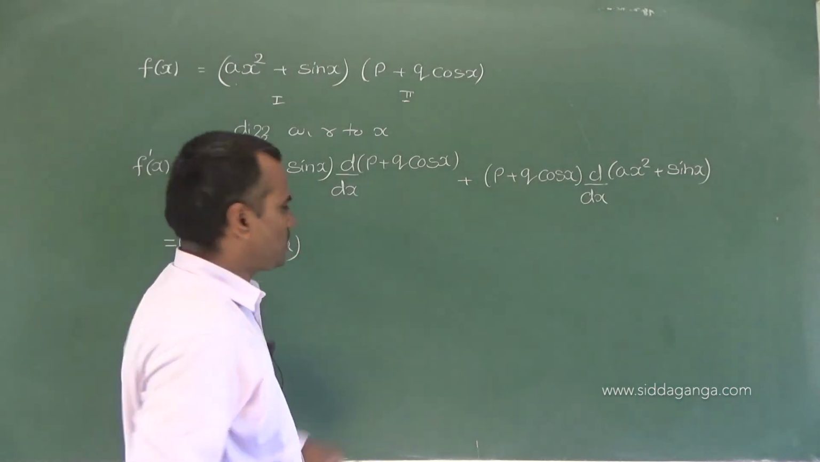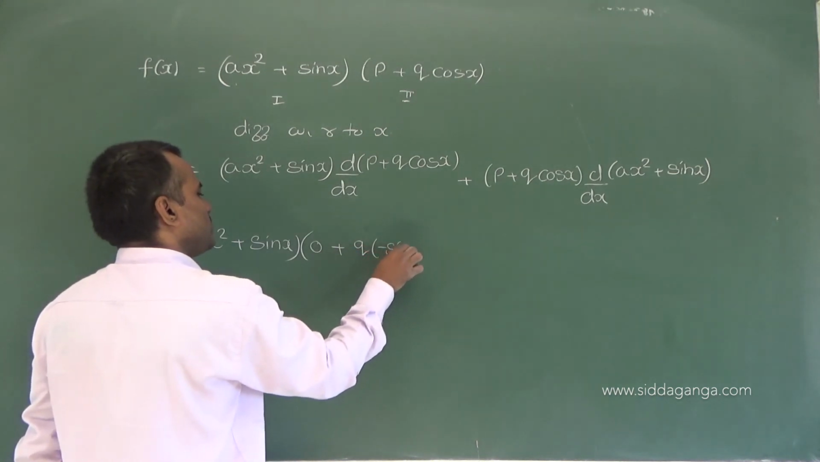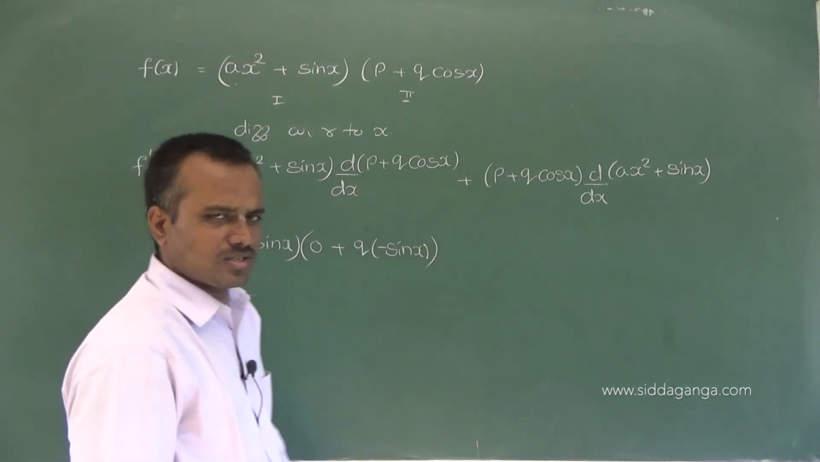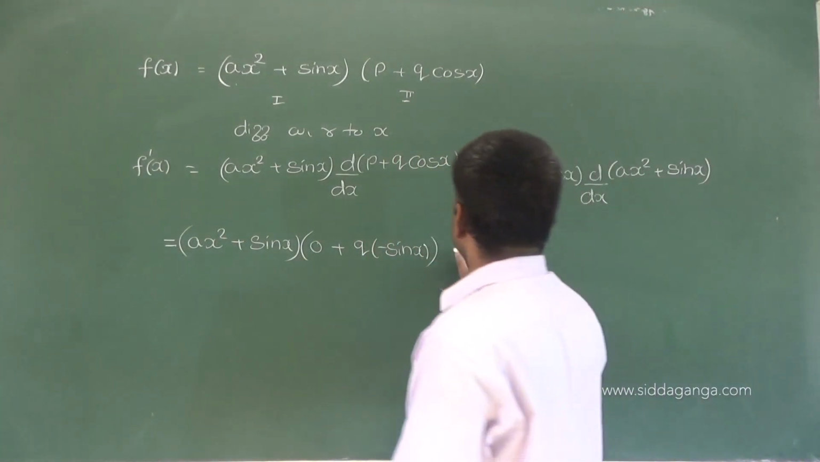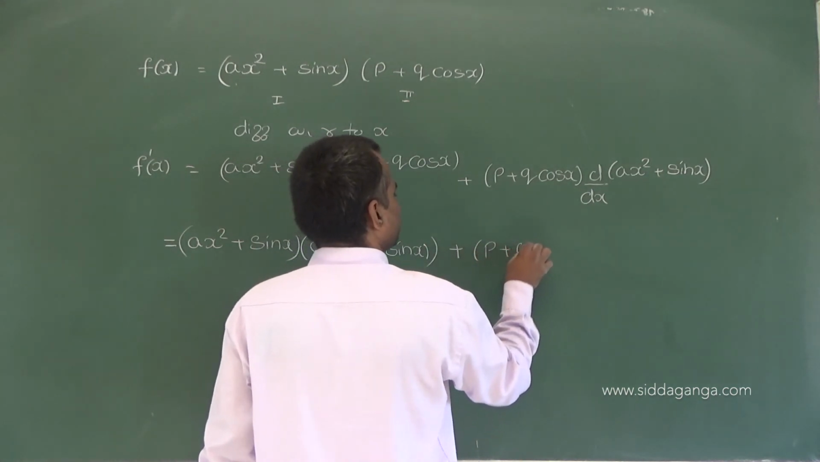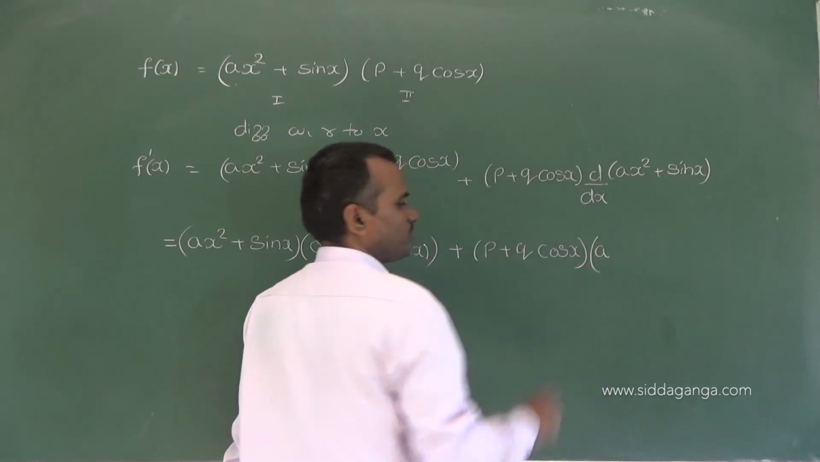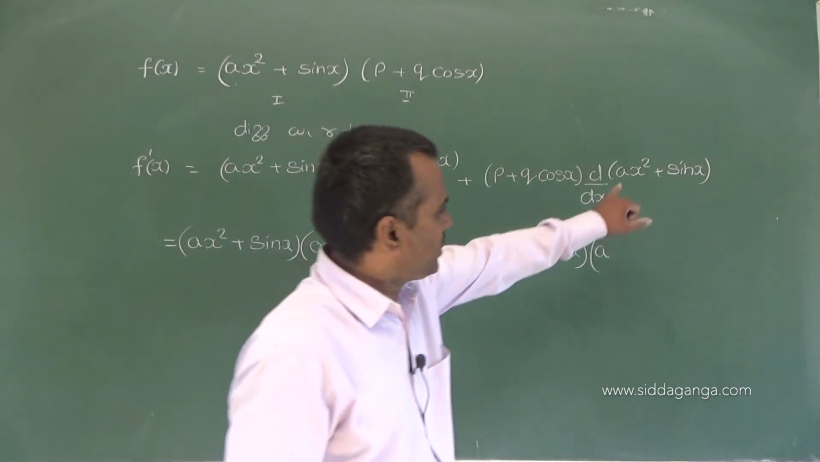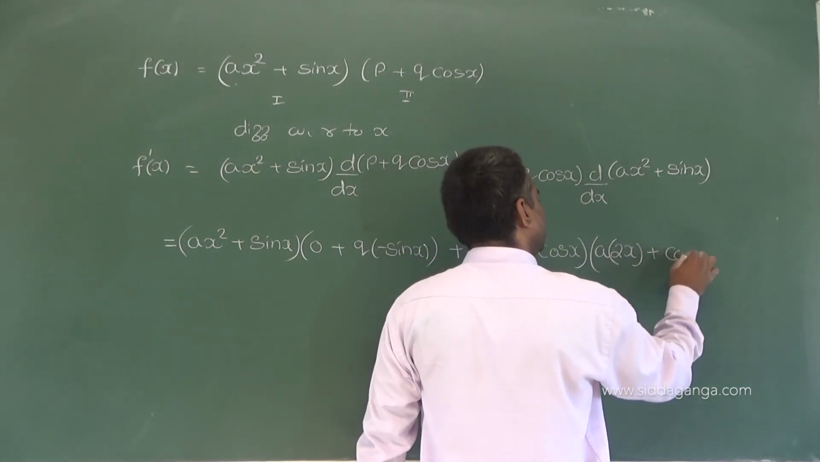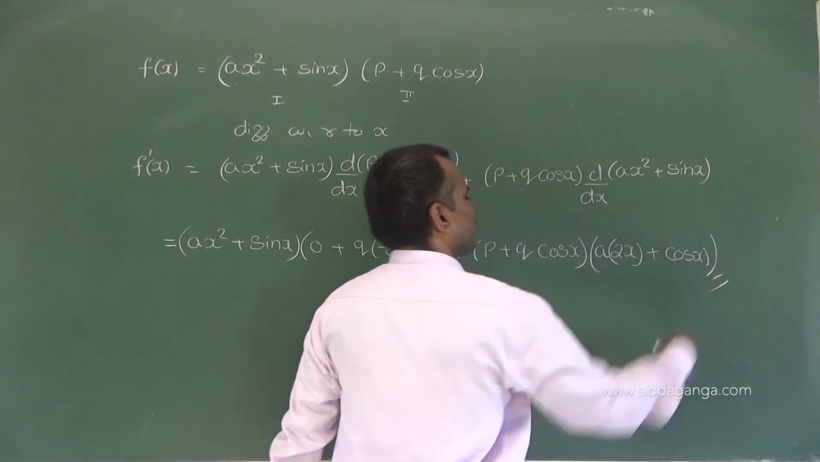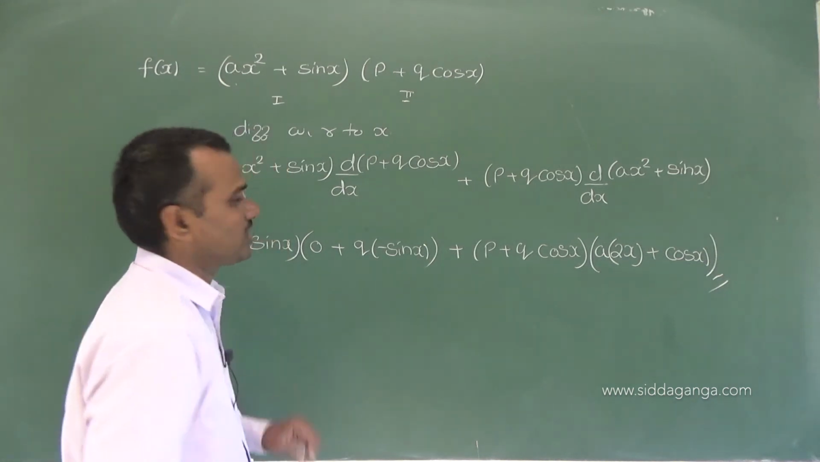Derivative of p is what? 0. q into minus sin x, as constant into function: q into derivative of cos x is minus sin x. Plus (p + q cos x). Observe here, a is a constant, a into derivative of x square is 2ax, plus derivative of sin x is cos x. That is enough.